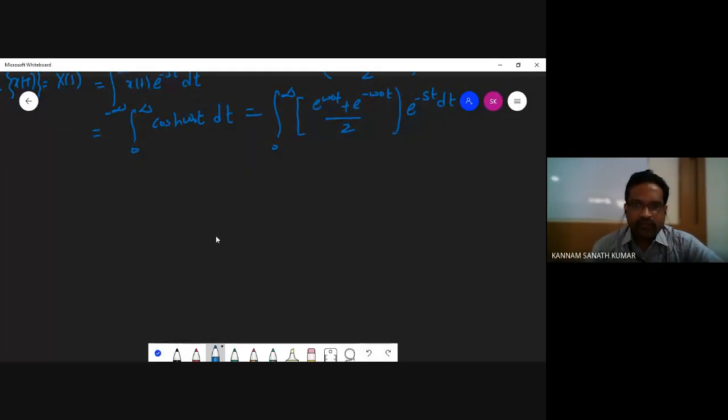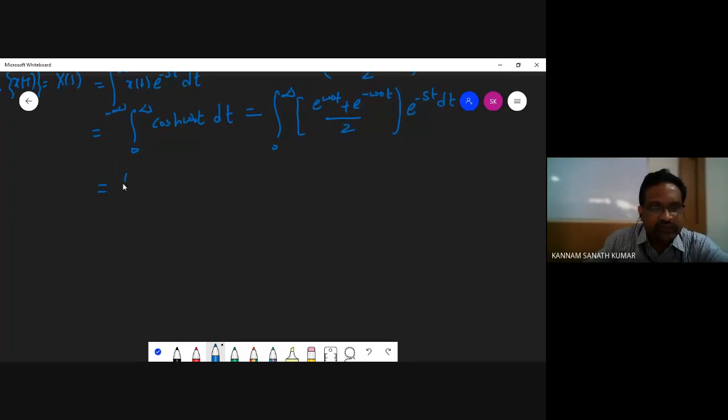After that you combine these two. 1 by 2 is a constant, so you can bring it outside. Integration from 0 to infinity of e power minus (s minus omega naught) into t dt, plus integration from 0 to infinity of e power minus (s plus omega naught) into t dt.